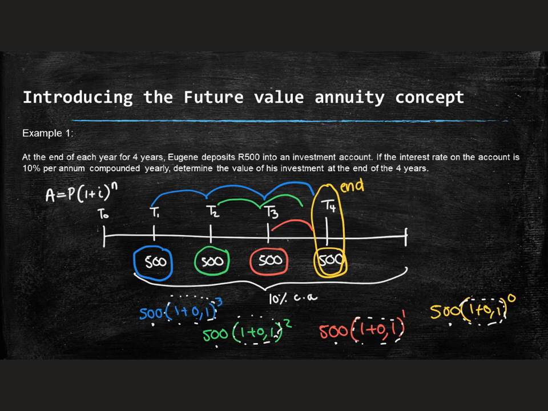the total amount that you've accumulated at the end, the final value of all of these, is 2,320 Rand and 50 cents. And that's all very well and good. But there must be a quicker way for us to manipulate all these common parts of the equation.